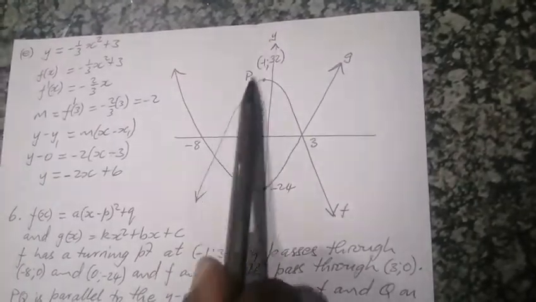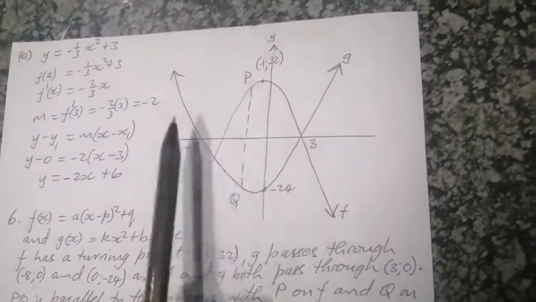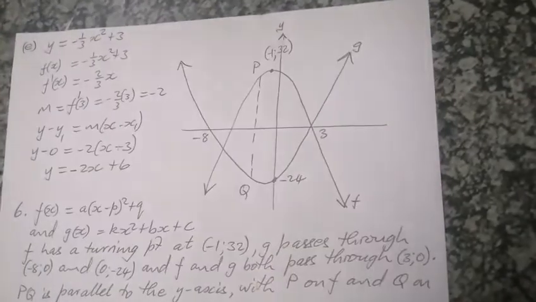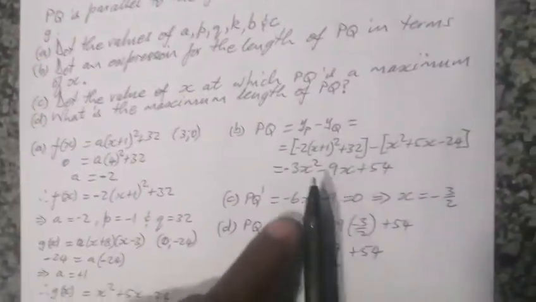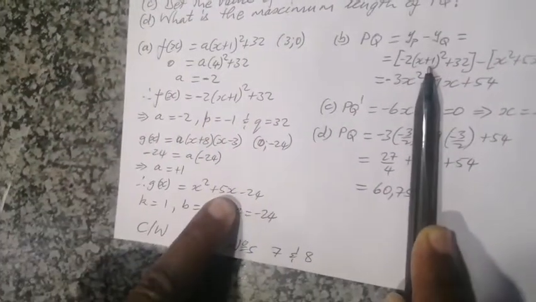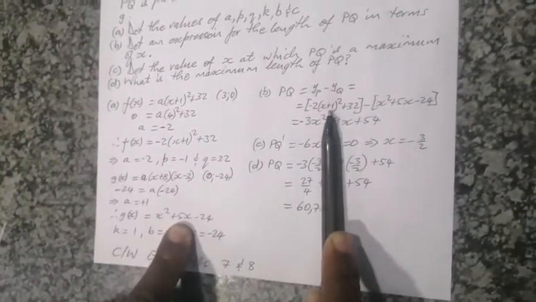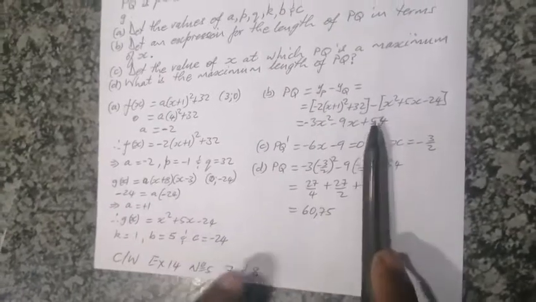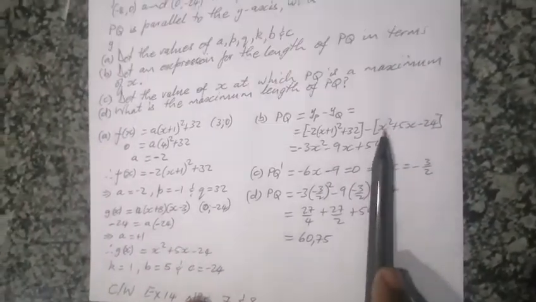the equation f of x and then subtract the equation g of x. So that is why here I have the two equations that we calculated, this one and that one. So it's this equation minus this equation, but we make sure we are making use of brackets. That is why we have this minus that, which gives us that. This is the expression of the length of PQ in terms of x.